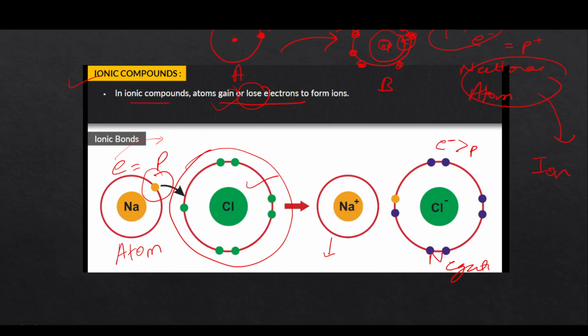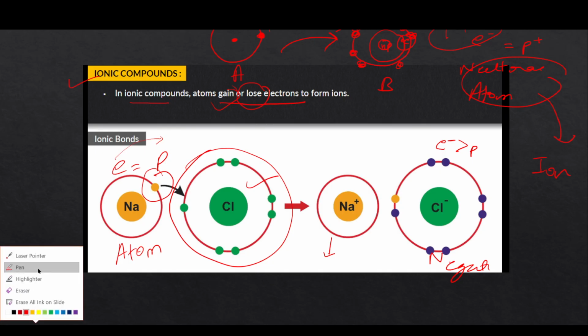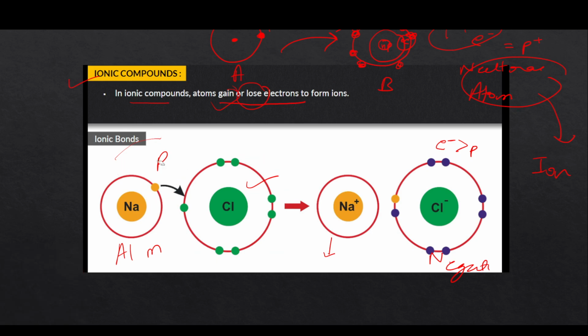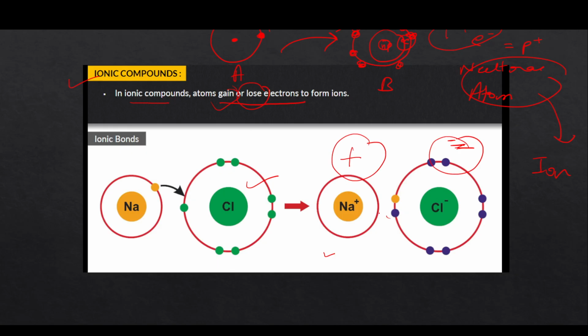Now let me just erase this. So as you can see, when sodium is losing its negative charge, it will become positive, and chlorine becomes negative. And this positive and negative, we know opposite charges attract. So there will be attraction between sodium and chlorine, and this will form an ionic bond.